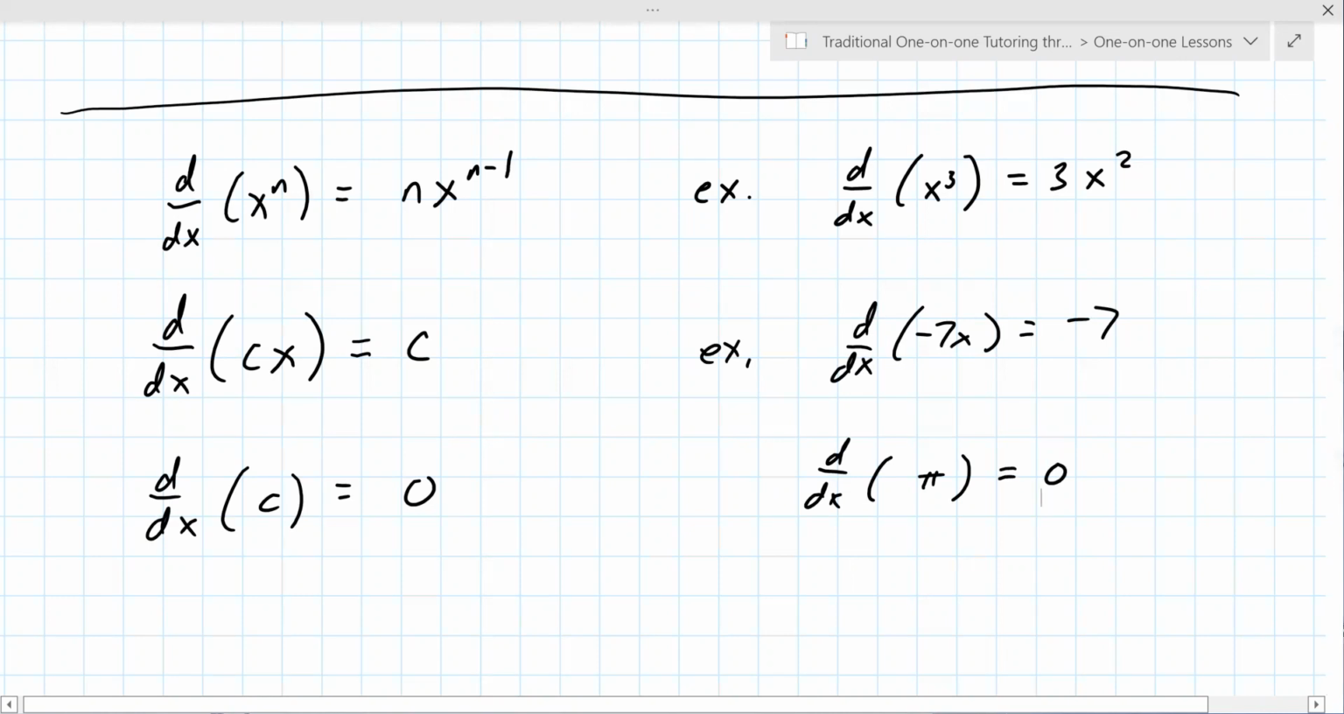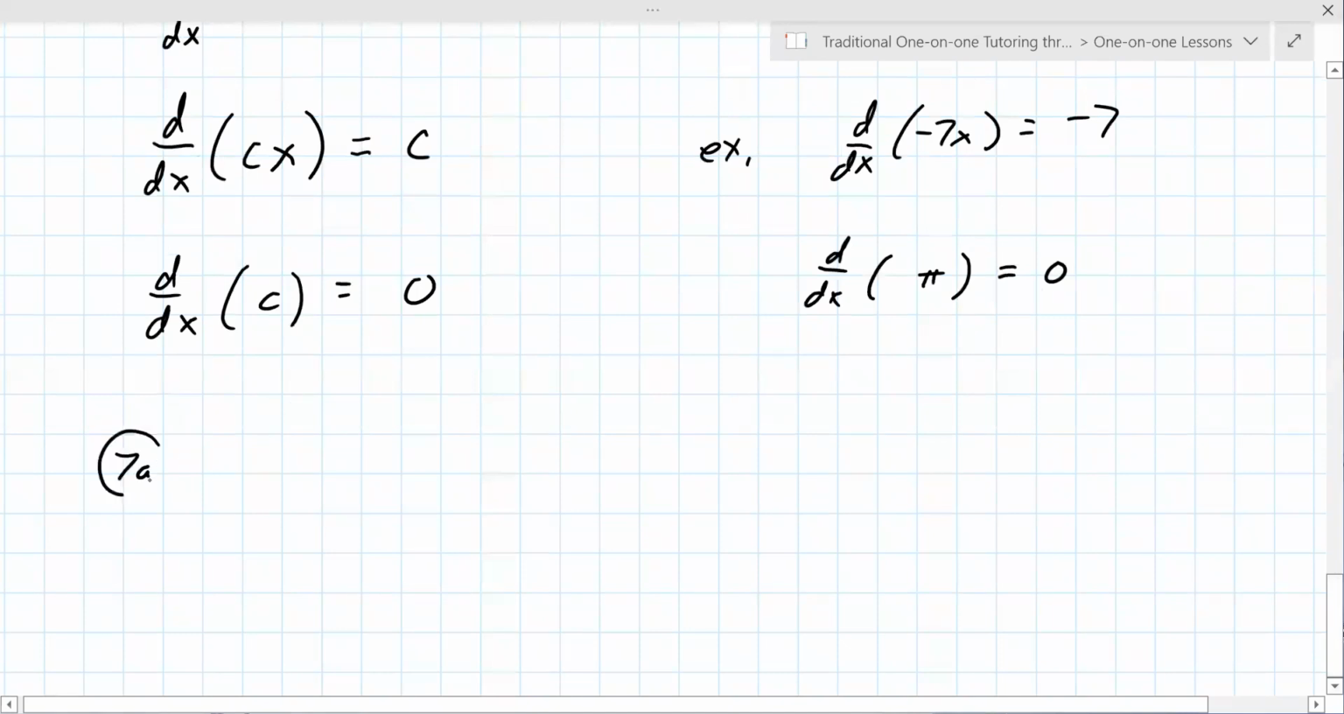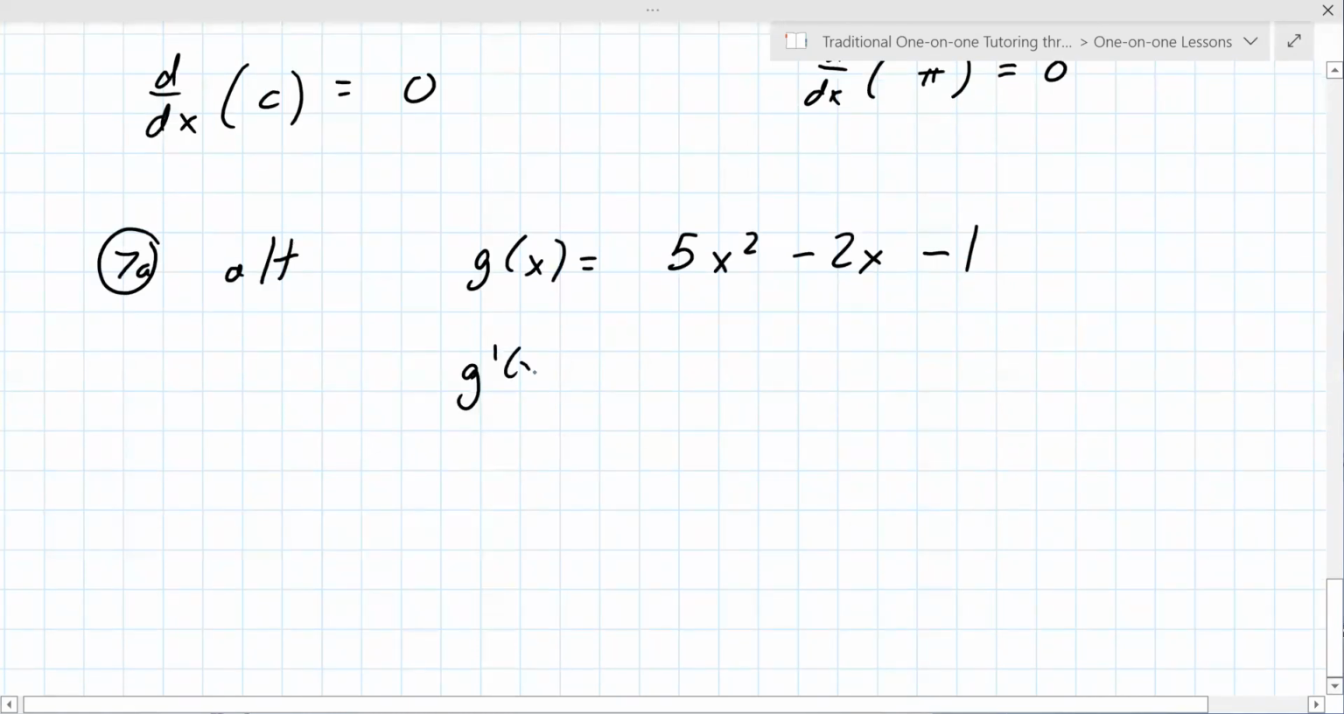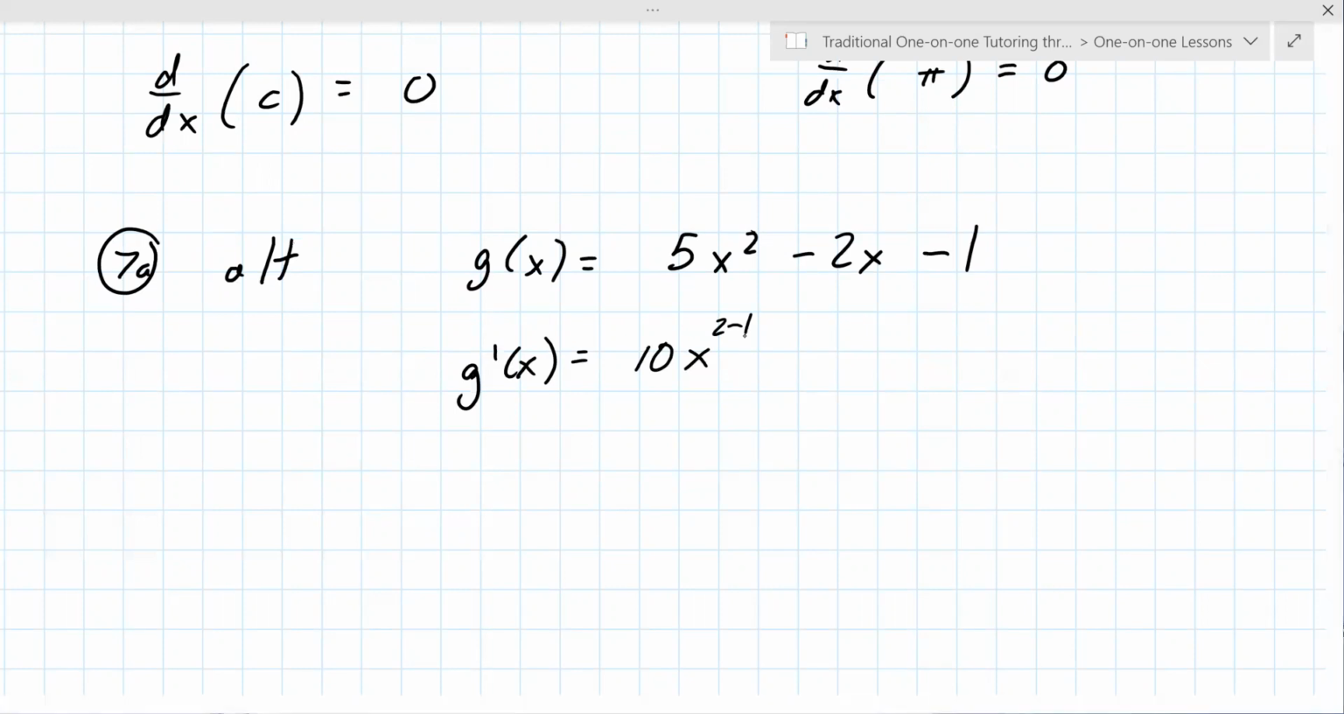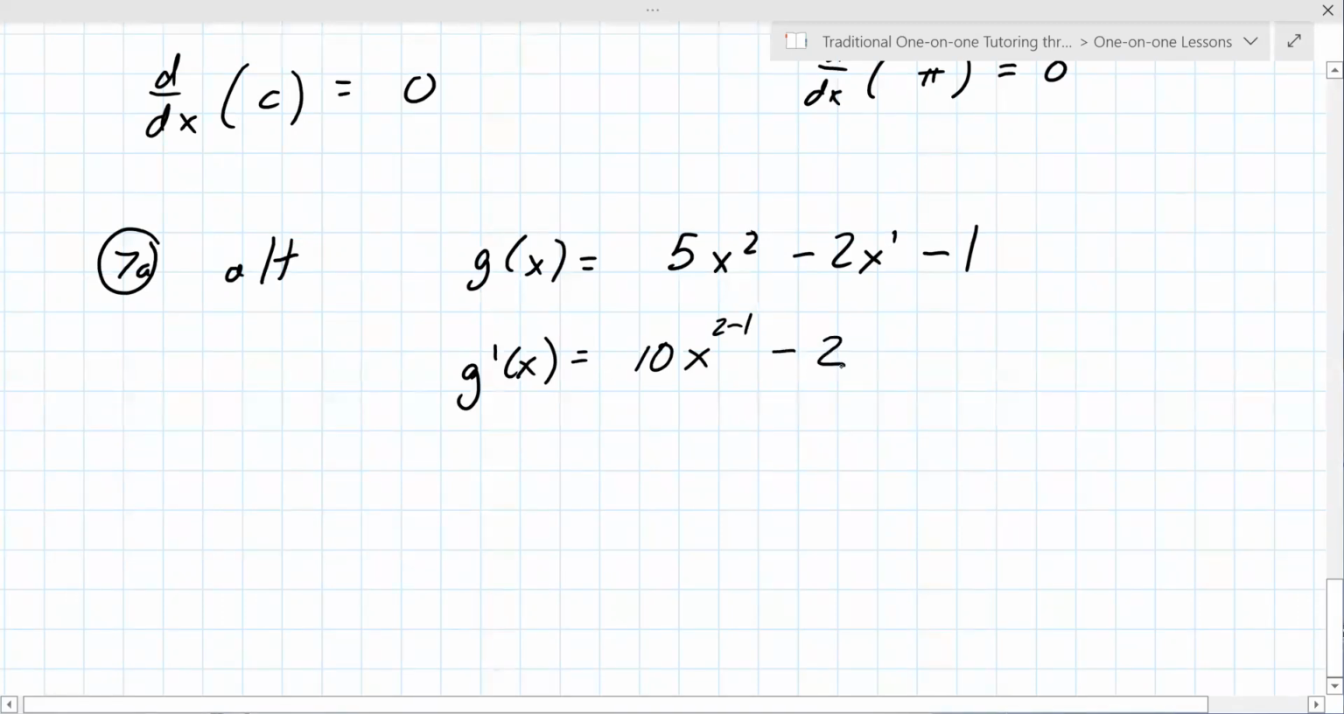So let me make up another problem like 7a. Let's say g(x) equals 5x squared minus 2x minus 1. The derivative here uses the power rule. In the first term, take the 2 and multiply by the 5, you get 10x. You're subtracting 1 from the exponent each time. They might want to see that at this point in the course. For the next one, though, it is just minus 2.